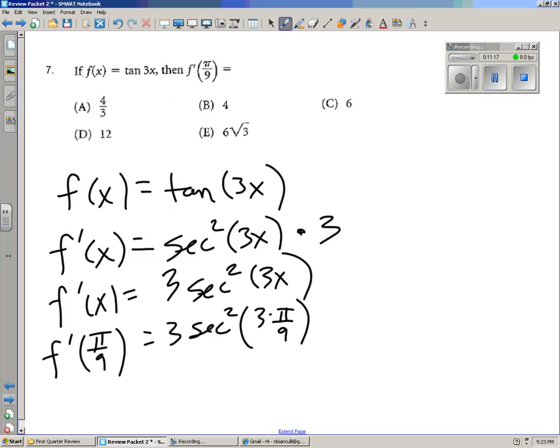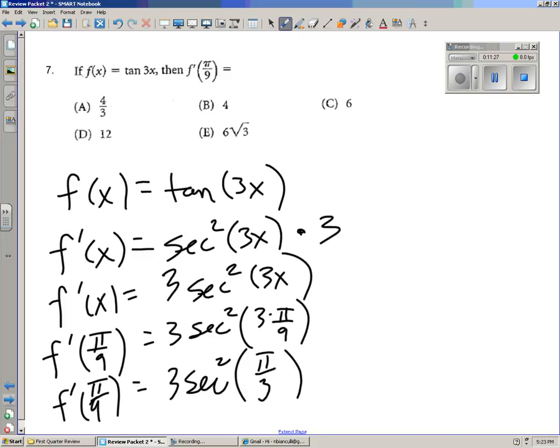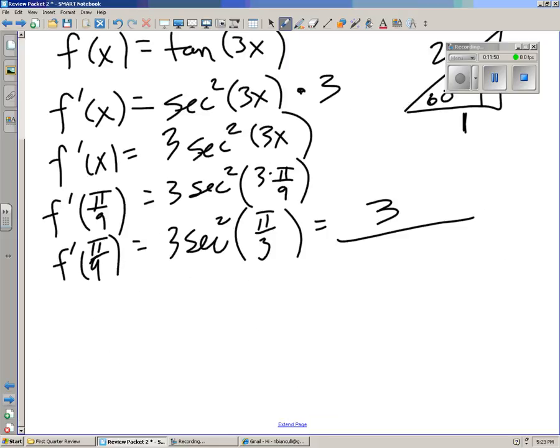And 3 times pi over 9 is pi over 3. In order to do this by hand, you would need to have a familiar angle. You'd need to have some multiple of 30, 60, 90, or 45. And we do. So pi over 3 is 60 degrees. So we want to draw a reference triangle, our 30, 60, 90. Across from 30 is the side of 1. Across from 60 is the square root of 3. Across from the right angle, the hypotenuse, is 2. So we now want to find the secant of pi over 3, which is really 3 over cosine squared of pi over 3.